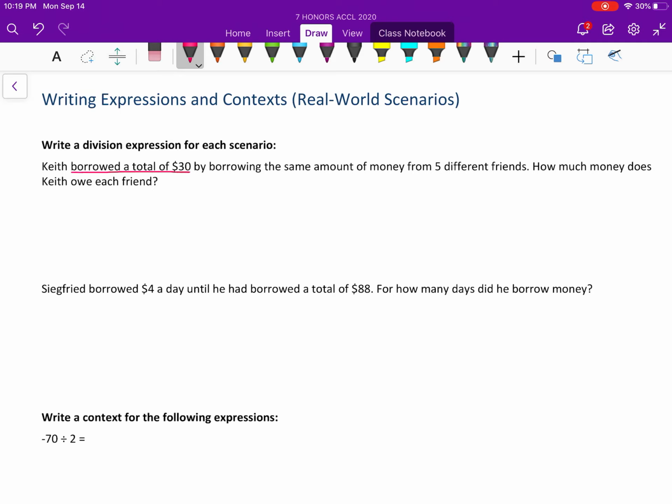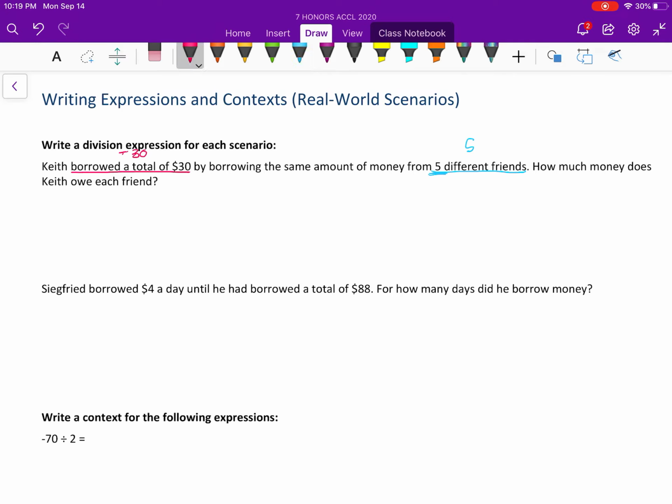So Keith borrowed $30. So we know that this is going to be negative 30. Well, he borrowed the same amount of money from 5 different friends. So we have a total of 5 friends. Okay, you can't have negative friends. Maybe some of you guys think that way, but I promise you, you don't.